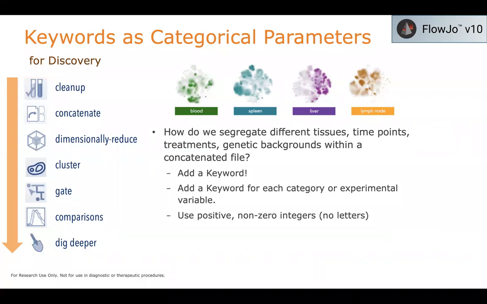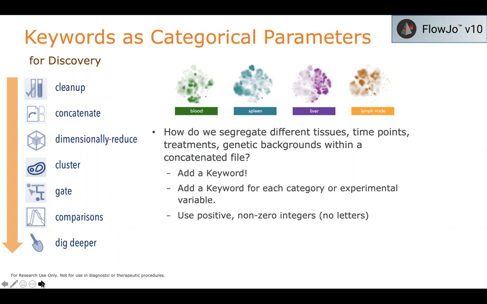Okay, same thing with a treatment, right? You treat cells with drugs or mice with drugs, whatever. The drug treatment would be the keyword, and the different types of drug treatments would be values that you assign to that particular keyword. Okay, add a keyword for each category or experimental variable. That goes without saying. And then I highly recommend here that you do not use text letters, like ABC. Do not use alphabetical symbols. Use non-zero integers, like 1, 2, 3, 4, 5, right? Make it really easy, and it'll help you in the long run.